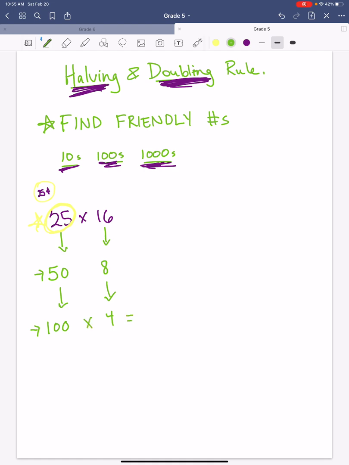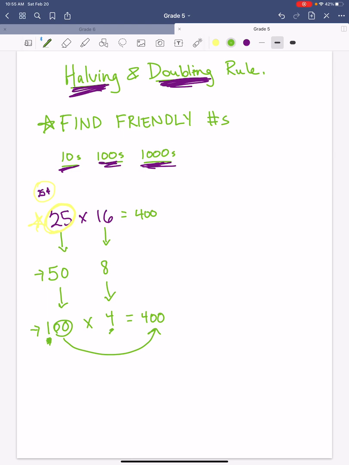I have to cut 16 in half one time, which would be 8. And then I'd have to cut it in half one more time, which would be 4. So now I've got my new equation. 100 times 4 equals, I'm going to do my zeros rule. 1 times 4 is 4. I've got 2 zeros, so 400. So 25 times 16 is 400. I didn't need to do any type of crazy multiplication. I just needed to do my Tim Hortons double-double rule there.